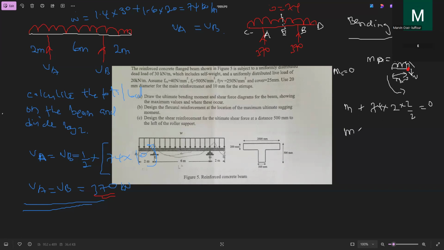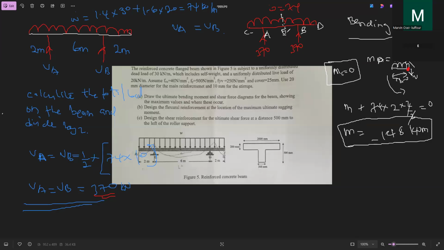So what is M? You send this one to this side, and it is going to be minus 148. So you keep this. Then the next one, the moment at C. Sorry, we've calculated moment at C, so we have this value.